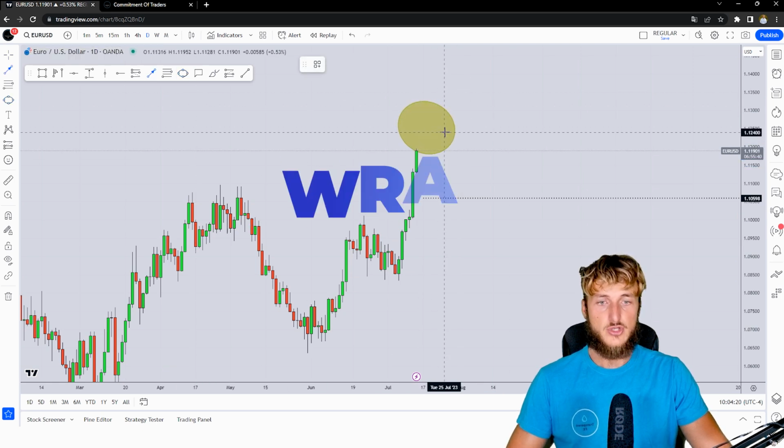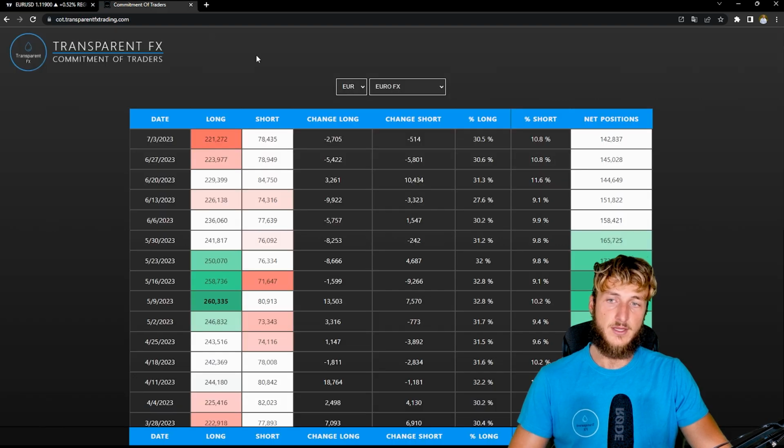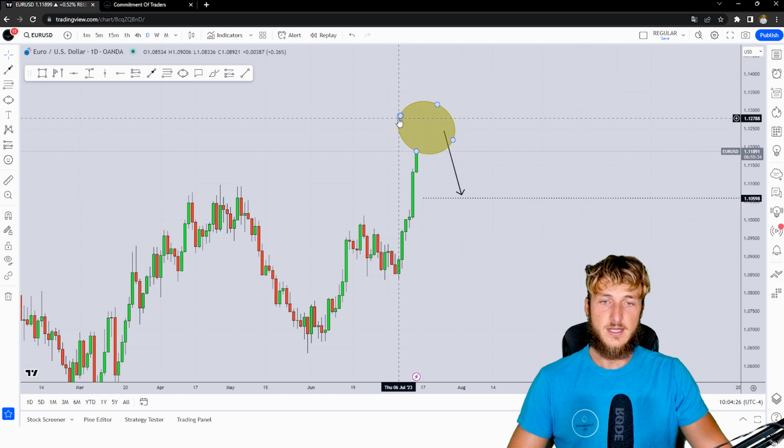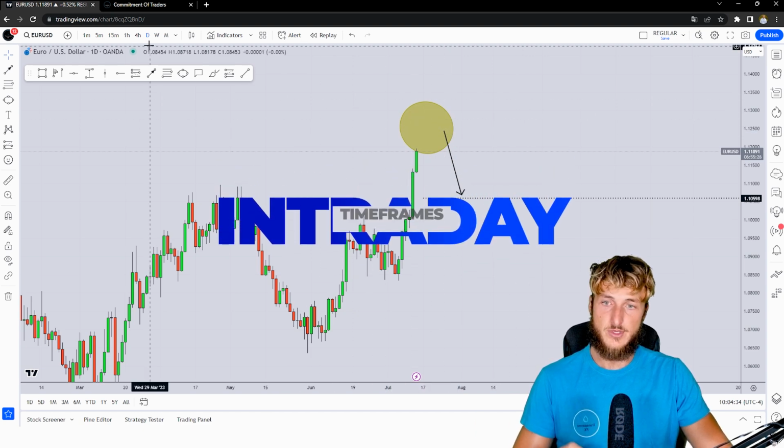Now, as usual, trading is reactive and not predictive. The monthly, weekly, and daily combined with the COT data are the best time frames from a directional perspective. However, when it comes to confirmations and entries, the best time frames are the intraday time frames, so 4 hour and lower.